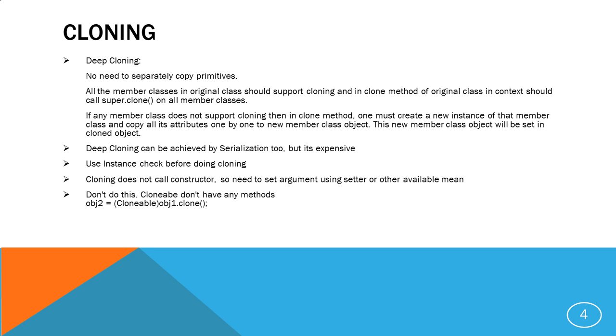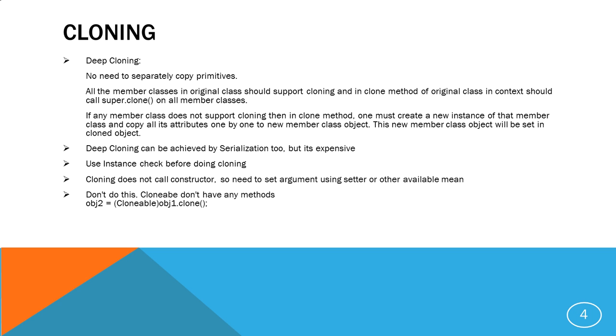Cloning doesn't call the constructor. Okay, so you need to set arguments using setters or other means. Suppose you are creating the clone object, it will not call the constructor. Sometimes you create a constructor because you want to set some values using the constructor, but in case of cloning, because the constructor is not being called, you have to set the values by using its setter methods, or some other means which you want. If you write some method to set the values, that's up to you, you can write it.